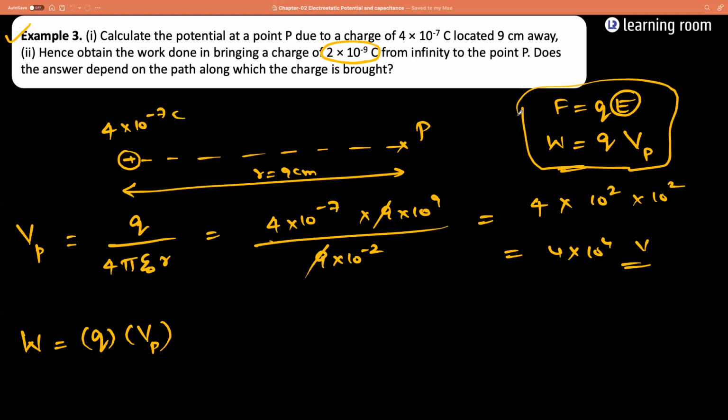So what is the value of Q? That is going to be 2 into 10 power minus 9 into what is going to be the potential at point P? It will be 4 into 10 power 4. Answer will be 8 into 10 power minus 5 joule.